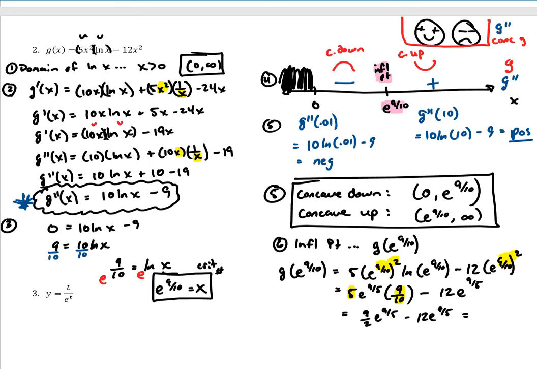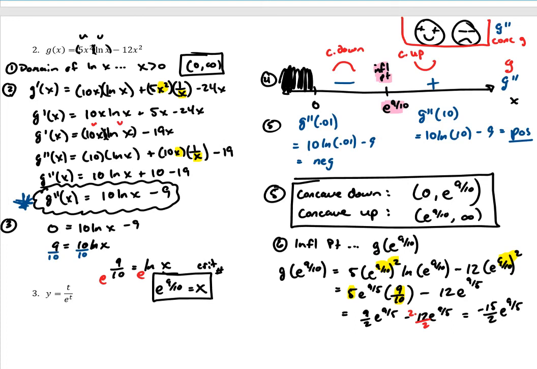That means the 12 would need to get multiplied by 2 on both the top and bottom. And then we'd have 9 minus 24, which would be negative 15, so negative 15/2 e to the 9/5. So if they said they wanted it in terms of e, that's how this would get broken down.